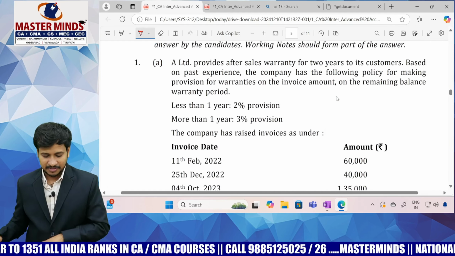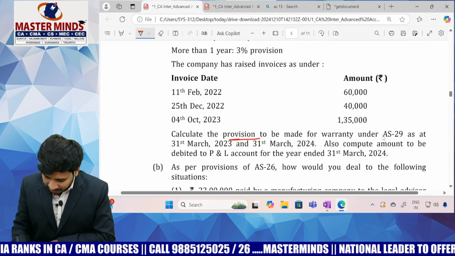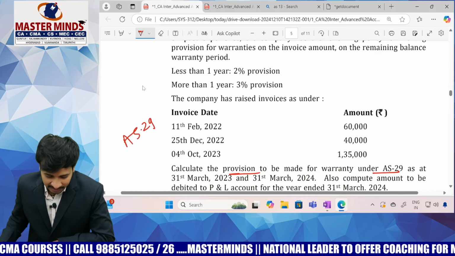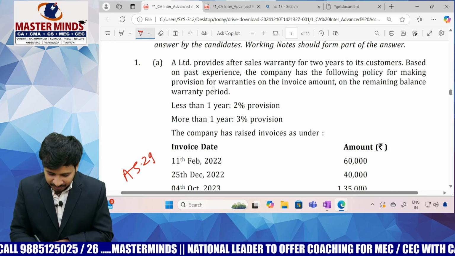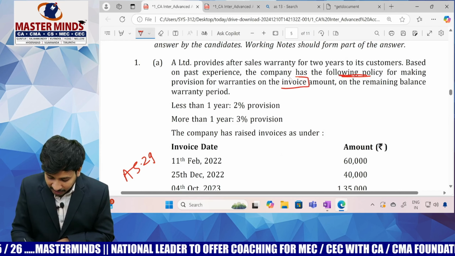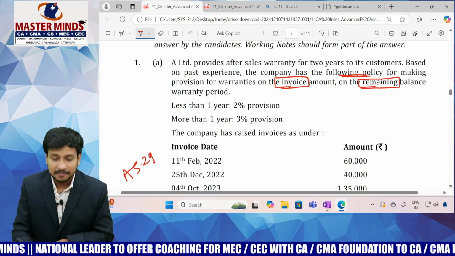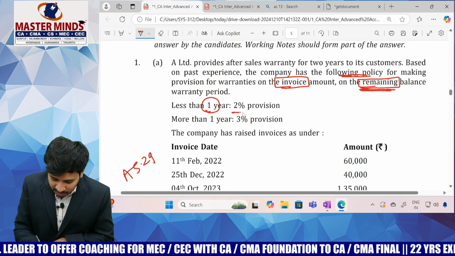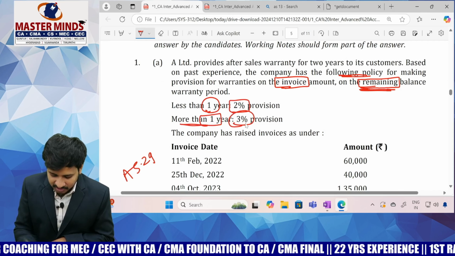And let me start the compulsory question. If you observe, this question is on provisions as per AS 29, of course. Now, A Limited provides after-sales warranty for 2 years to its customers. Based on experience, the company has a policy for making the provision for warranty on the invoice amount, very important, based on the remaining balance warranty period. If the remaining balance warranty period is less than 1 year, 2% is the provision, and if the remaining balance warranty period is more than 1 year, then 3% is the provision.